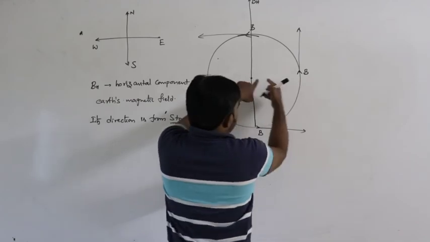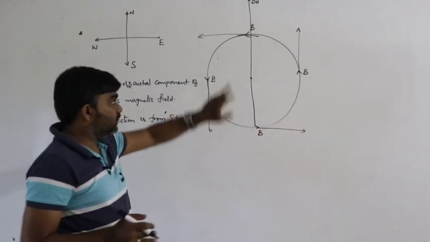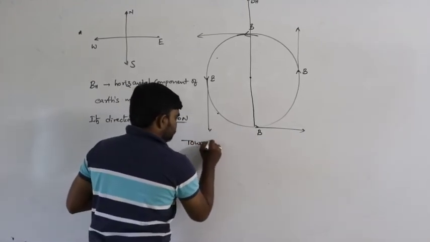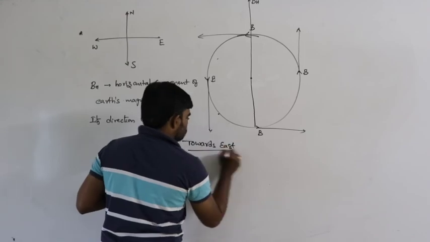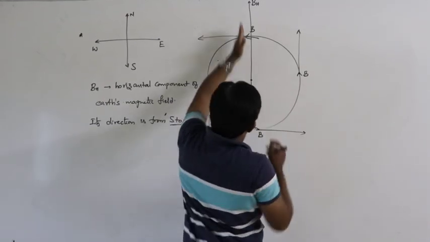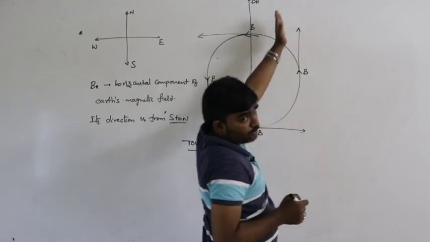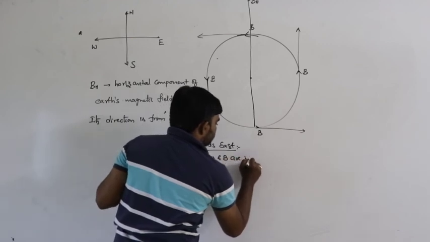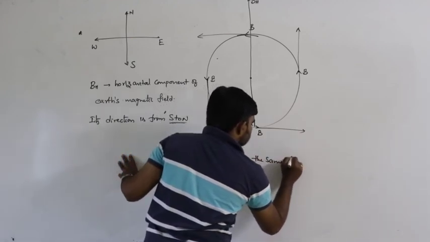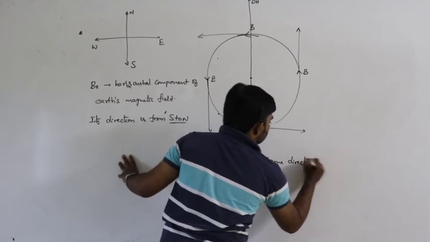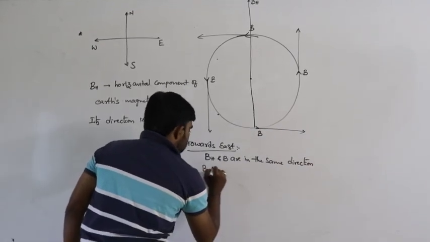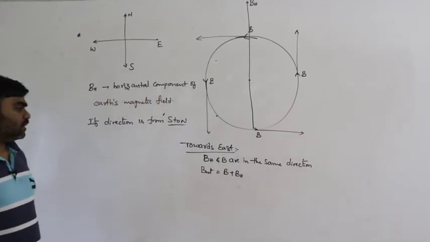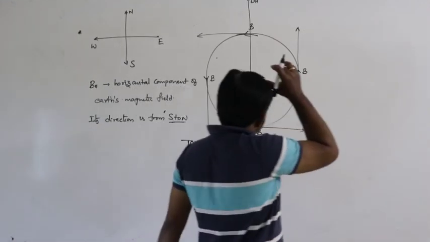So this is the east side. What is the net magnetic field in different directions, we have to calculate. Towards east, the direction of BH is upwards, and the magnetic field B is also upwards. Towards east, BH and B are in the same direction. Therefore B net is equal to B plus BH.